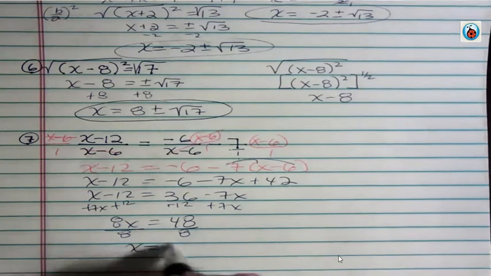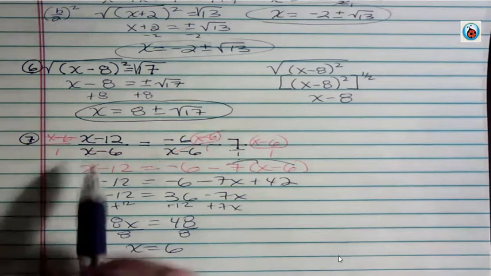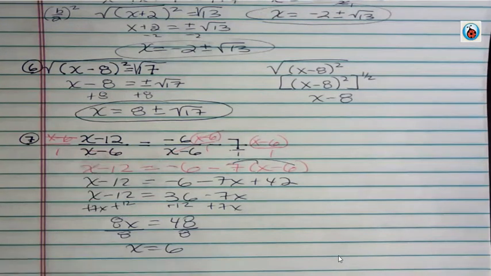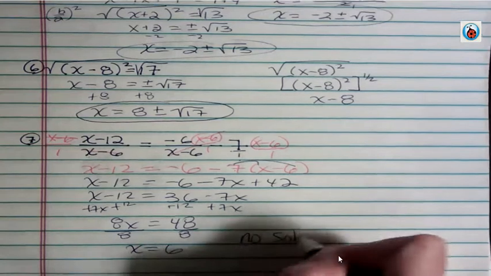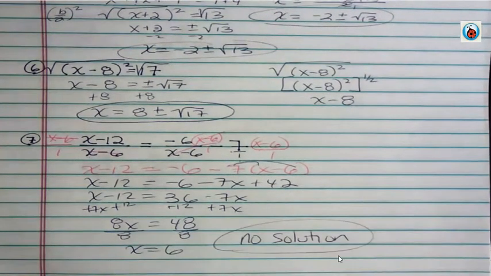x equals 6. And if you remember what we said, we can't let x be 6, because 6 minus 6 would be 0. So in this case, even though we didn't make any mistakes, we can't use our answer because it's a restriction for the problem. We can't let x be 6. So there is no solution to that problem.